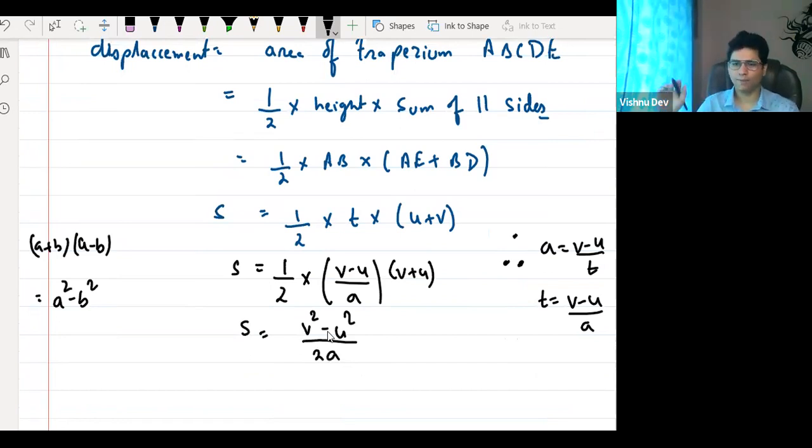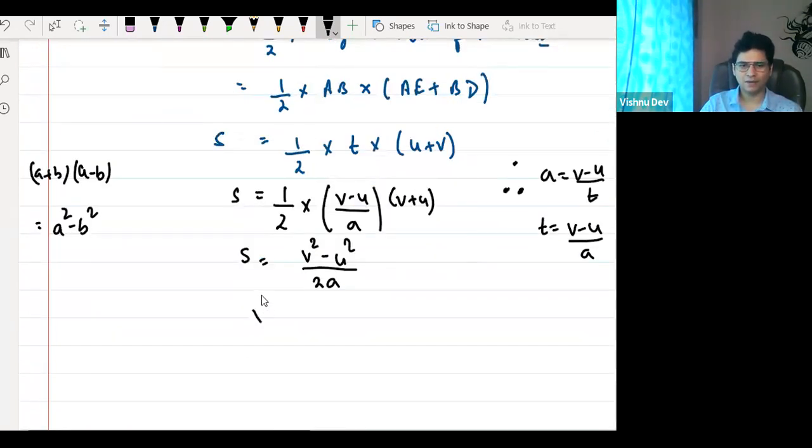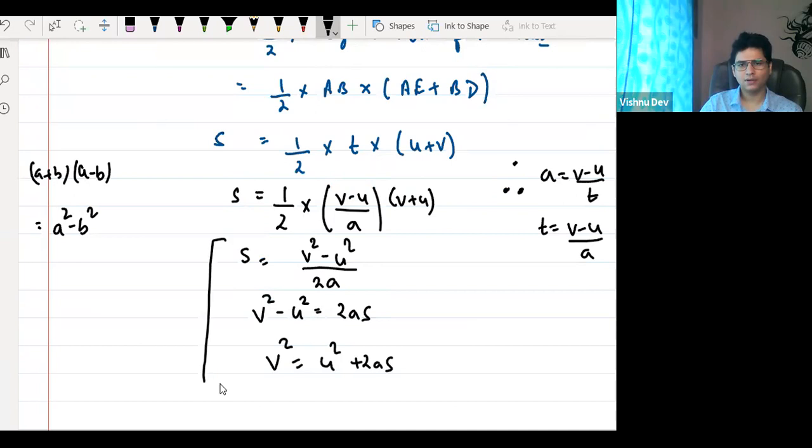Step by step. I will send the notes. Don't worry. I will send the notes. I will send the recordings. Okay. So if I cross multiply, can I say so, V square minus U square is equal to 2AS? Right? Or if I take this to this side, I can write V square is equal to U square plus 2AS. So you can use any of the three. Any of the three is your third equation of motion.